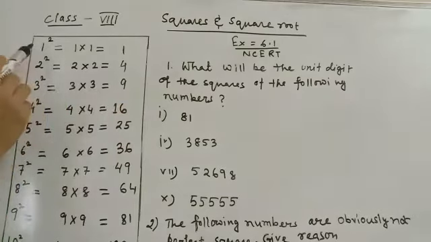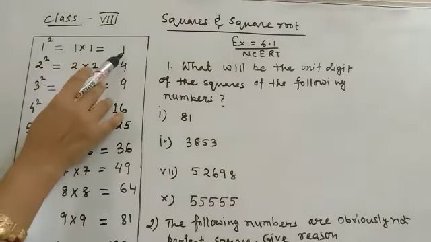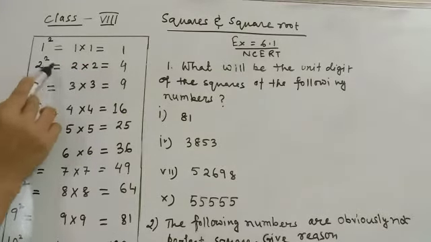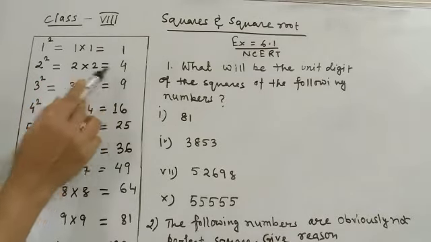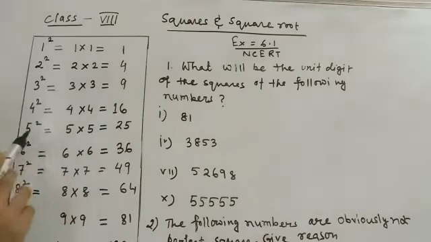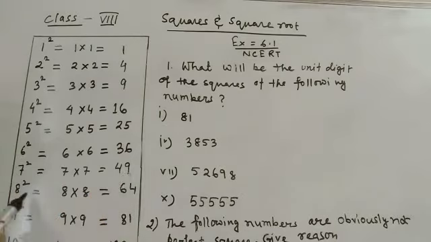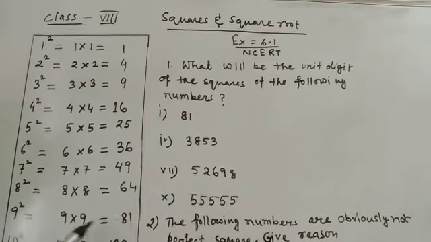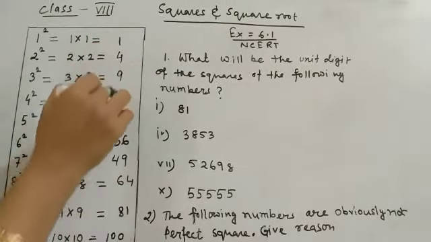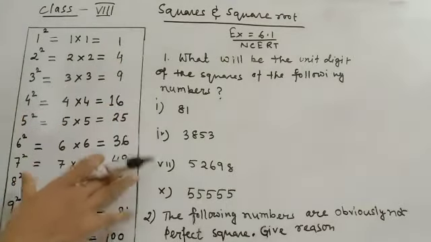We know that 1 square means 1 into 1, that is 1. 2 square, 2 into 2, that means 2 will come 2 times. 2 2s are 4. 3 square, 3 into 3, 9. In this way, 4 square 16, 5 square 25, 6 square 36, 7 square 49, 8 square 64, 9 square 81, 10 square 100. Do this on your own in your copy, and you need to observe something.